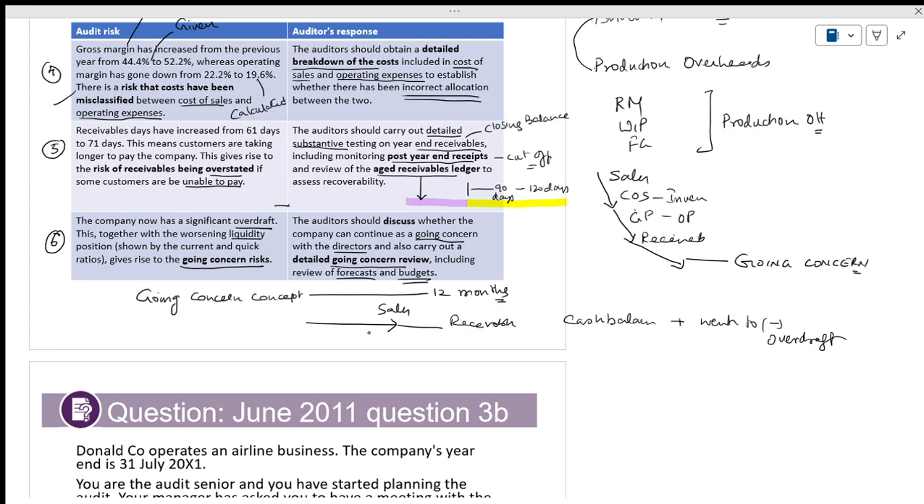Now you can understand the audit risk, 2 sentences, audit response, 2 sentences. If you follow this much instruction, it will be more easy for us. You should always match it. Columnar form, match it, 2 sentences. What we are saying on the left side, you have to write on the right side. This is the basic thing. This is the secret of success.